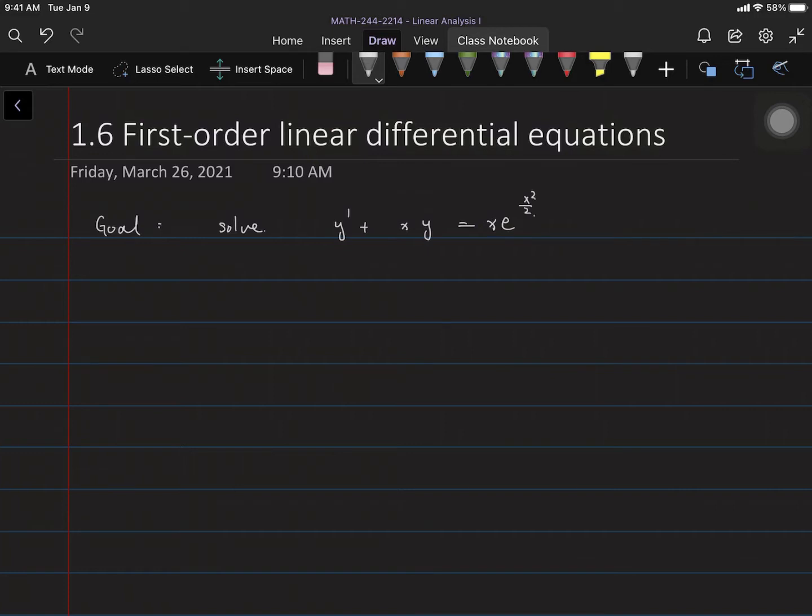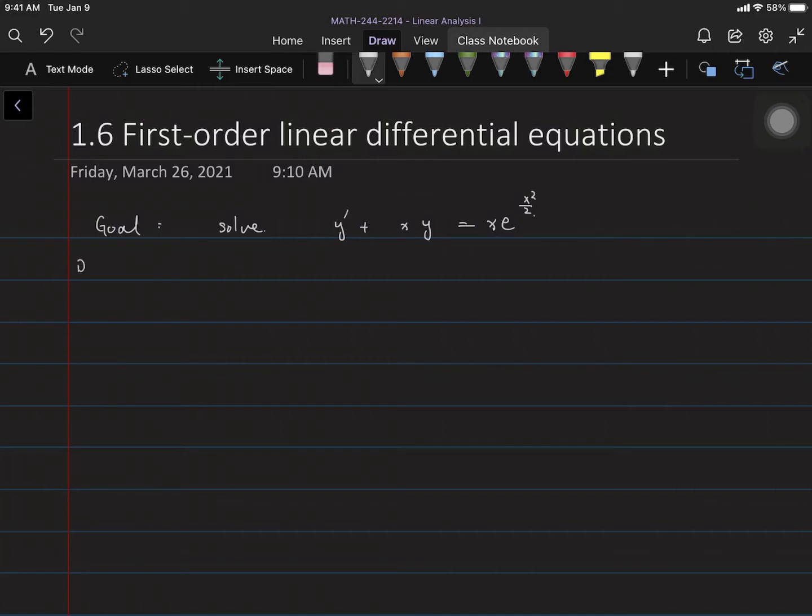Okay. This is first order, right? Because it's only one derivative, and it's linear because there's no power on the derivative and the y. So linear. This is just the coefficient, okay? And the right side is like our capital F. In 1.2, we gave the definition for the linear differential equation. So we are going to solve this kind of differential equation.